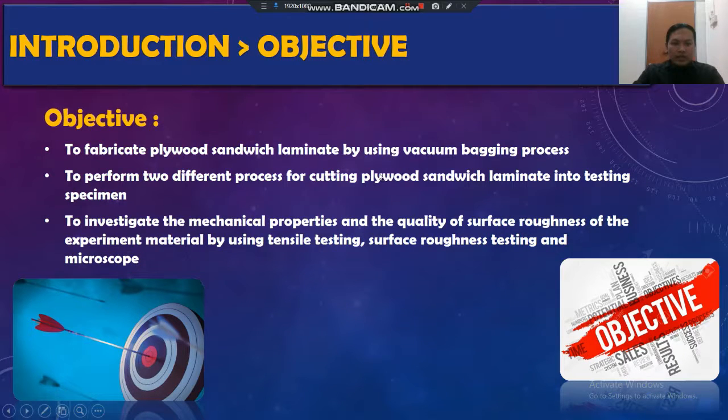This is my objective. My objectives are to fabricate plywood sandwich laminate by using vacuum bagging process. To perform two different processes for cutting plywood sandwich laminate into testing specimen. And last, to investigate the mechanical properties and the quality of surface roughness of the experiment material by using tensile testing, surface roughness, and microscope.